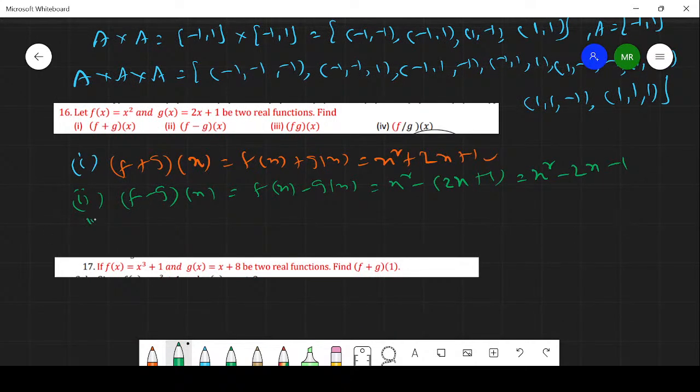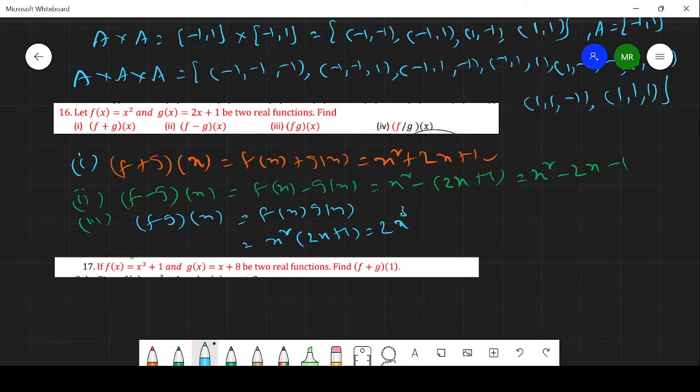And the third one. You observe your third one is fg of x. When they are asking fg of x, this will be f of x into g of x. I can write f of x and g of x. So what is f of x? x square into g of x, which is 2x plus 1. So it comes to x square into 2x plus 1, which is 2x cube plus x square.